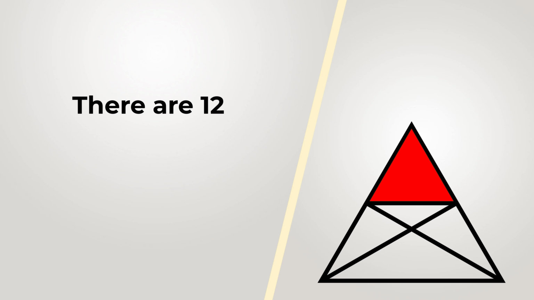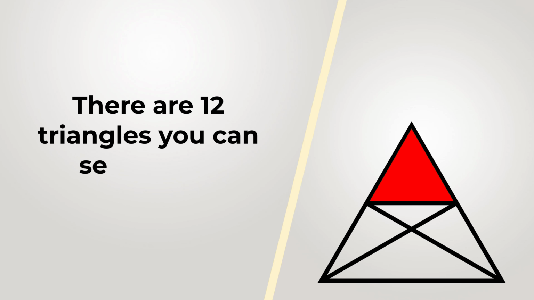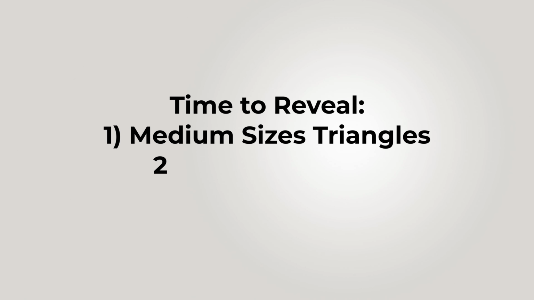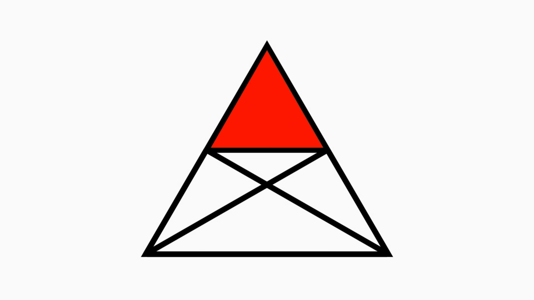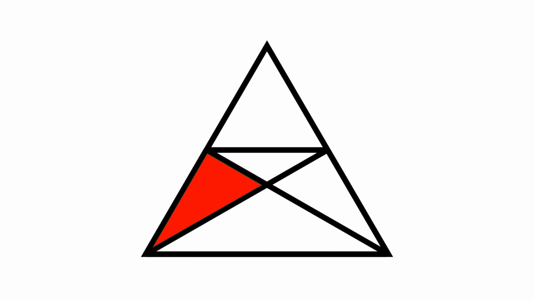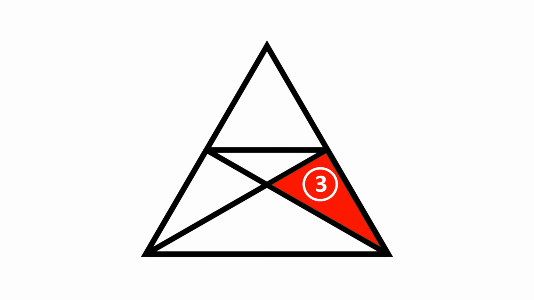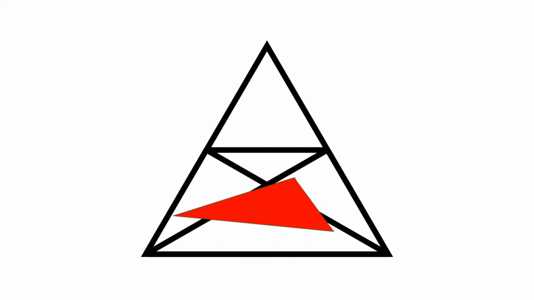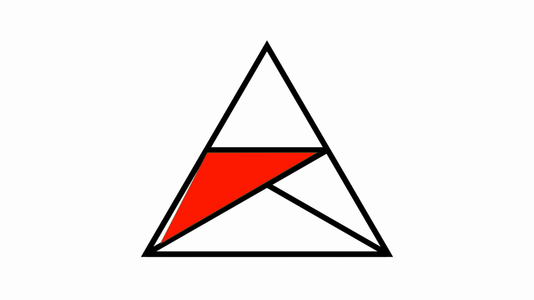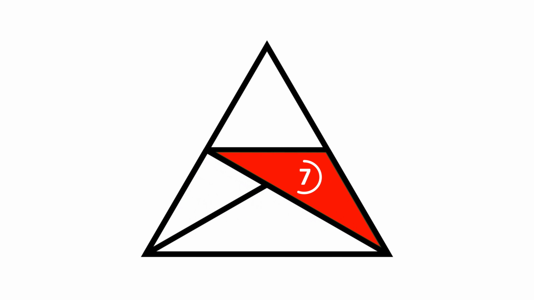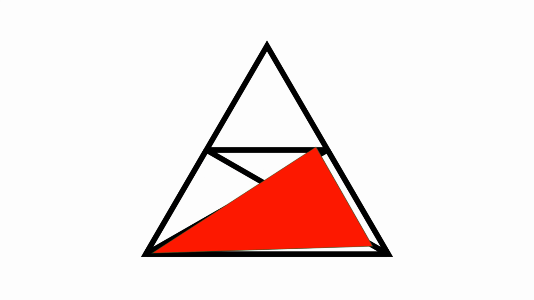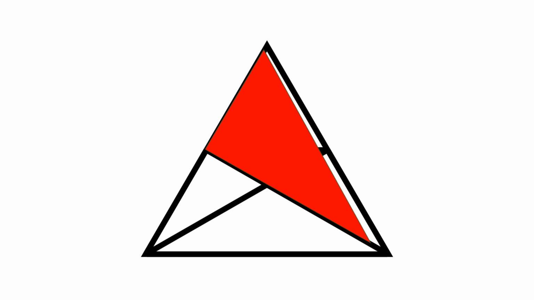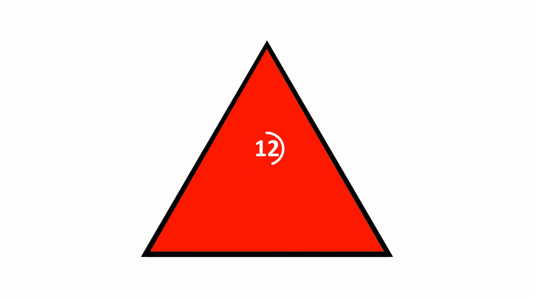I counted 12 triangles in this picture. Is this what you got too? Let me show them all for you. I'll start with the smaller triangles, then go to the medium-sized ones, and then go to the large ones. 1, 2, 3, 4, 5, 6, 7, 8, 9, 10, 11, and 12.